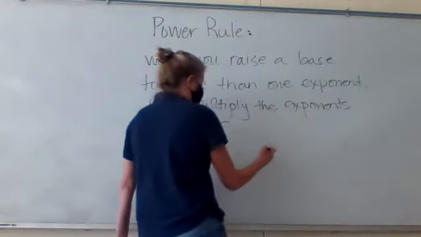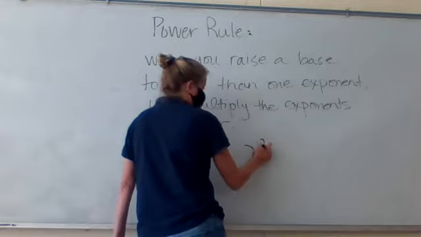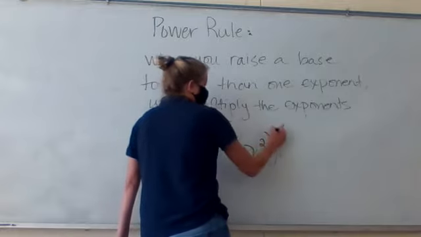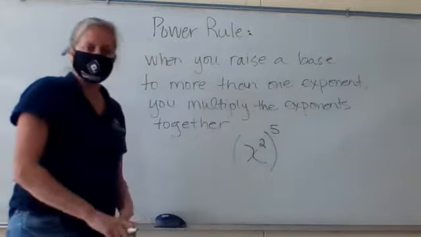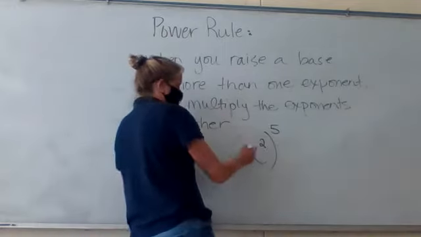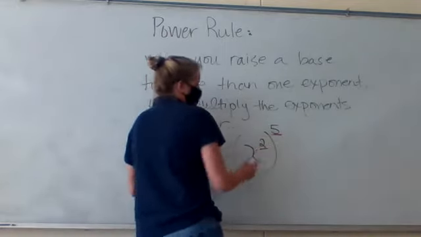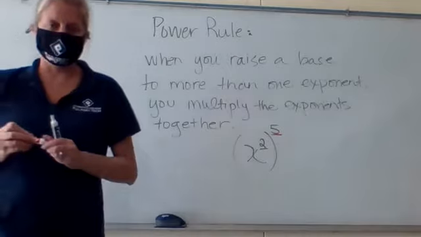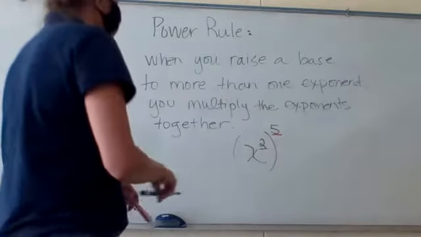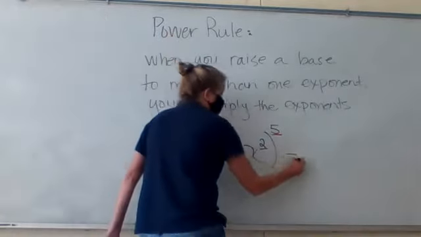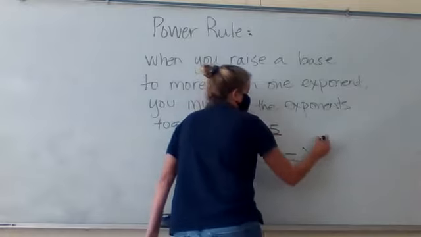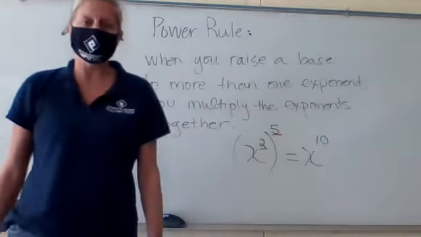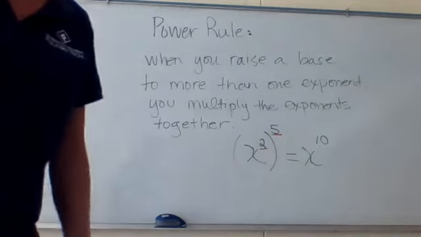What that would look like is if you have x to the 2nd and then again to the 5th. So what's the base? The base is x. It's being raised to 2 exponents. You simplify that. That is the same thing as x to the 10th. You multiply those exponents together.